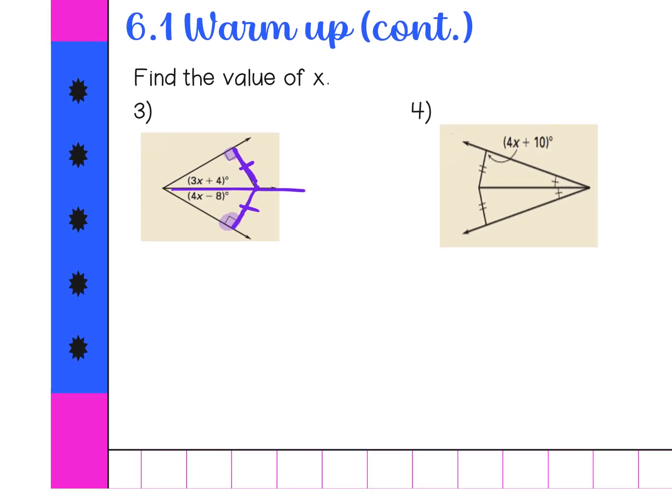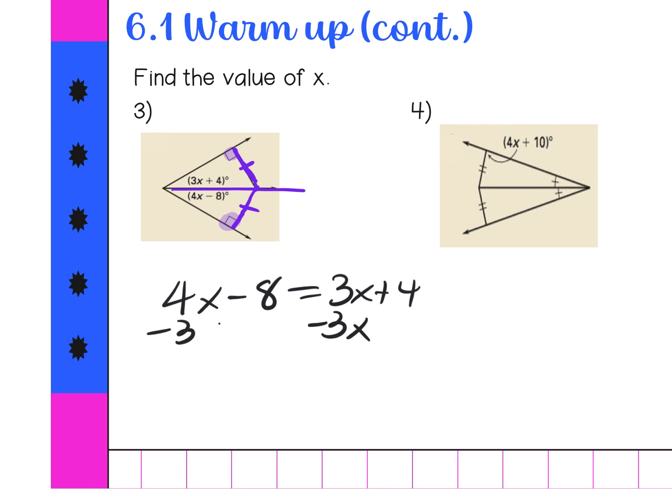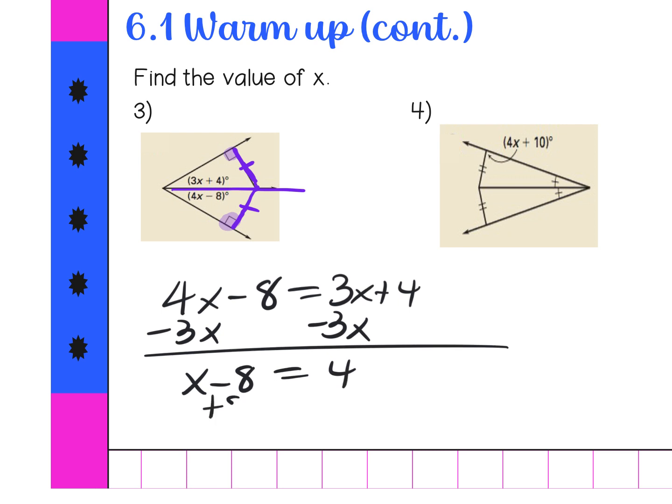So in order to find the value of X, I'm going to set 4X minus 8 equal to the 3X plus 4. And then now I'm going to subtract the 3X. X minus 8 equals 4. Add the 8, and X equals 12. This time this question said just find X. But let me add some letters here, because this messed some people up on the quiz.